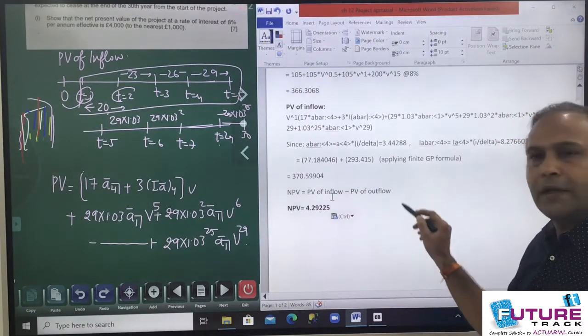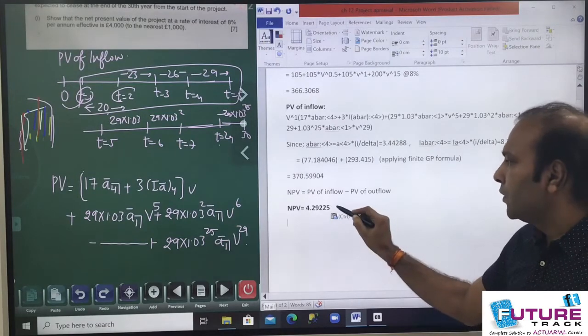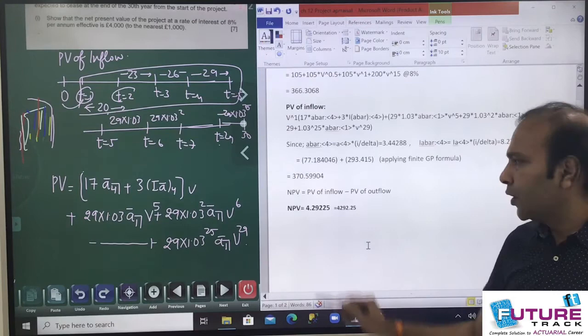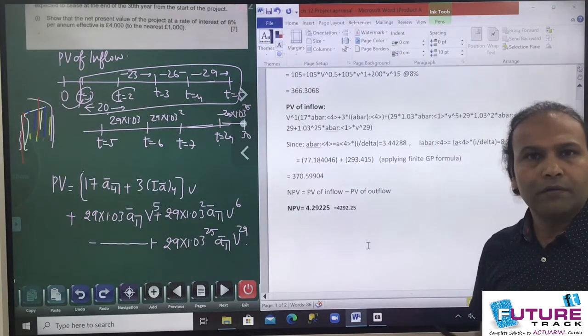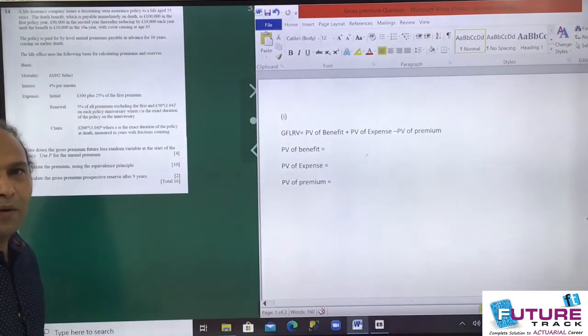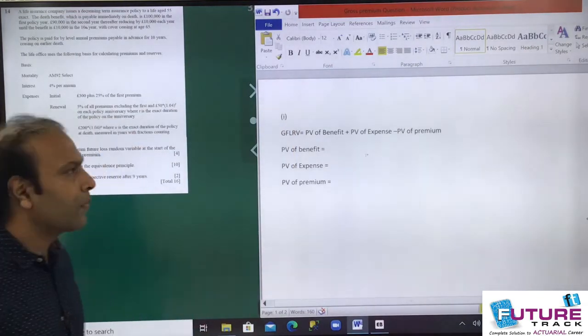Present value of inflow minus present value of outflow, and this is my answer in thousands, equal to 292.25. Fine, because this is in the thousand. Fine, hope you understand this. So class, let's see one more question from chapter 15 to 19.1.